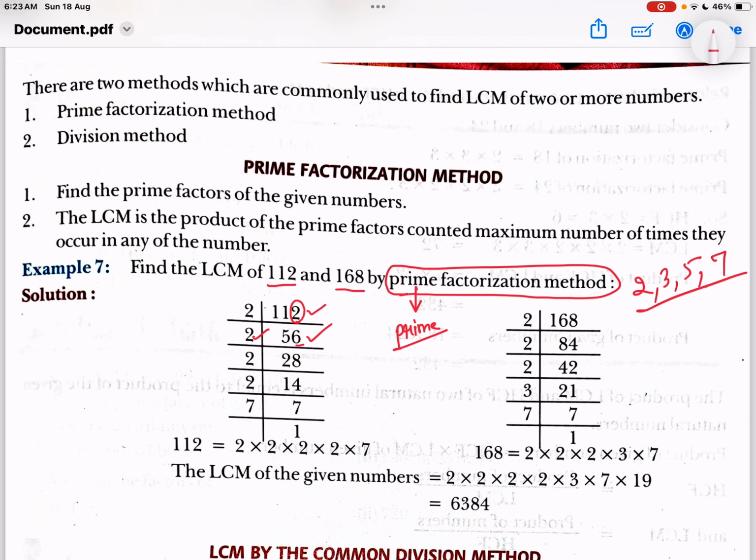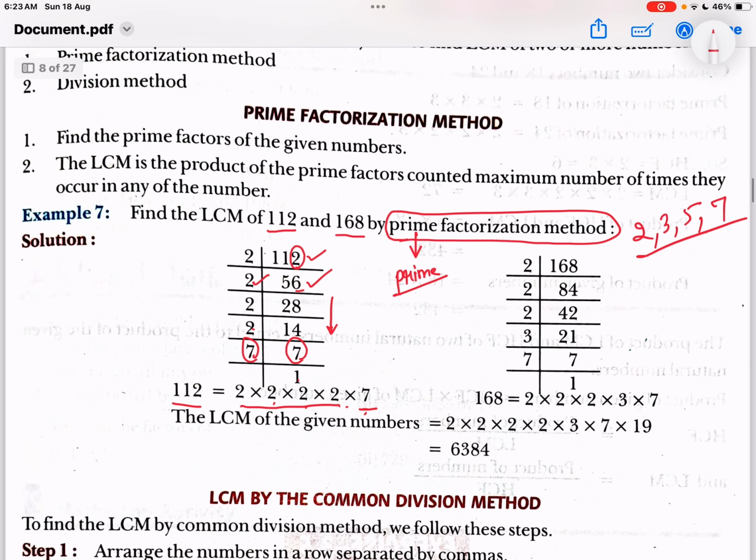In similar fashion, we have reached this step. Now 2 sevens are 14, and the quotient will be 7, and 7 ones are 7. So 112 equals 2 into 2 into 2 into 2 into 7, four 2s and a 7. In a similar way, by solving 168, we got the value 2 into 2 into 2 into 3 into 7.